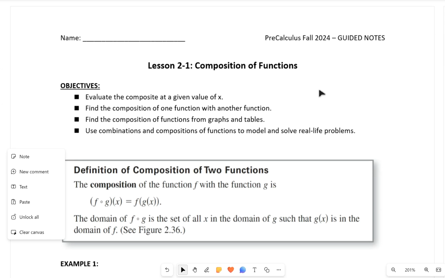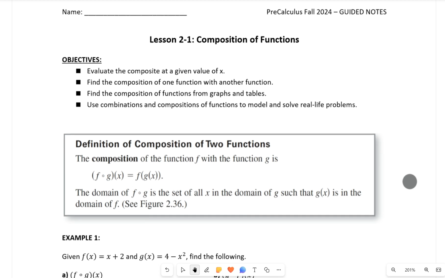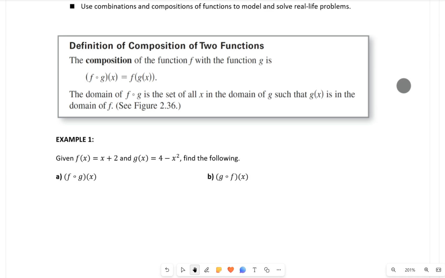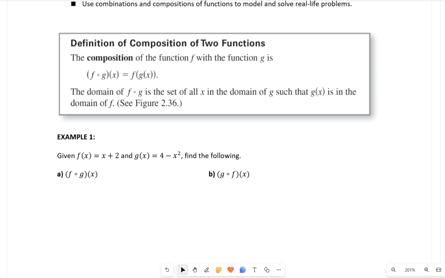Lesson 2.1 over composition of functions. We are going to be evaluating the composite at a given value of x, find the composition of one function with another, find the composition of functions from graphs and tables, and use combinations and compositions of functions to model and solve real-life problems.